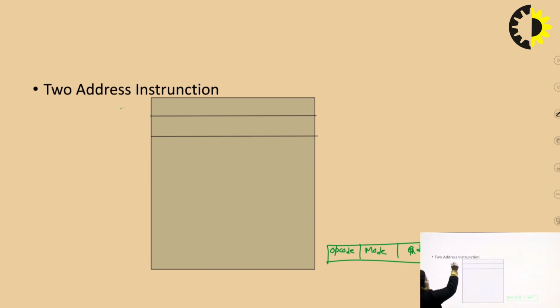Suppose the address locations are 200 and 201. That is fine. But how are these three to be accommodated in the two parts? The address part of the instruction is treated as a single part, and these two, opcode and mode, will be treated as an individual unit. So you can write it here as opcode and mode, and in the second part, there is the address part of the instruction.